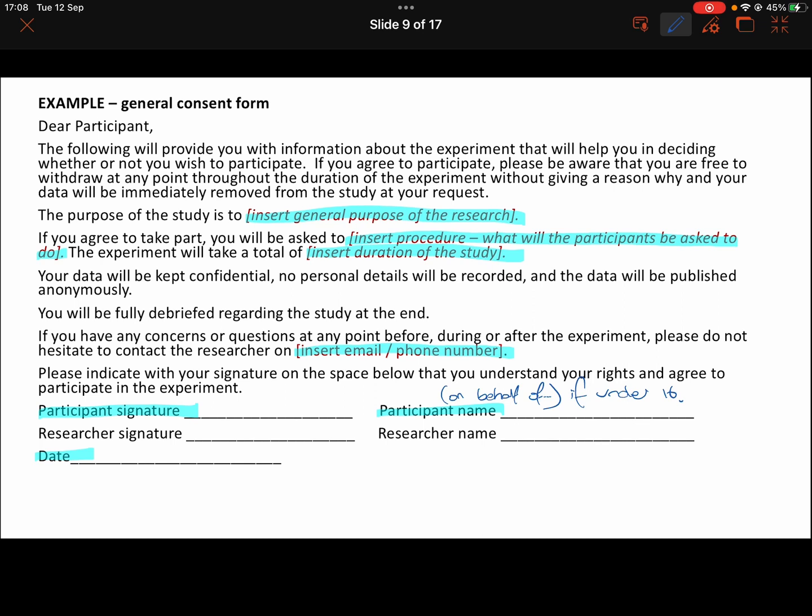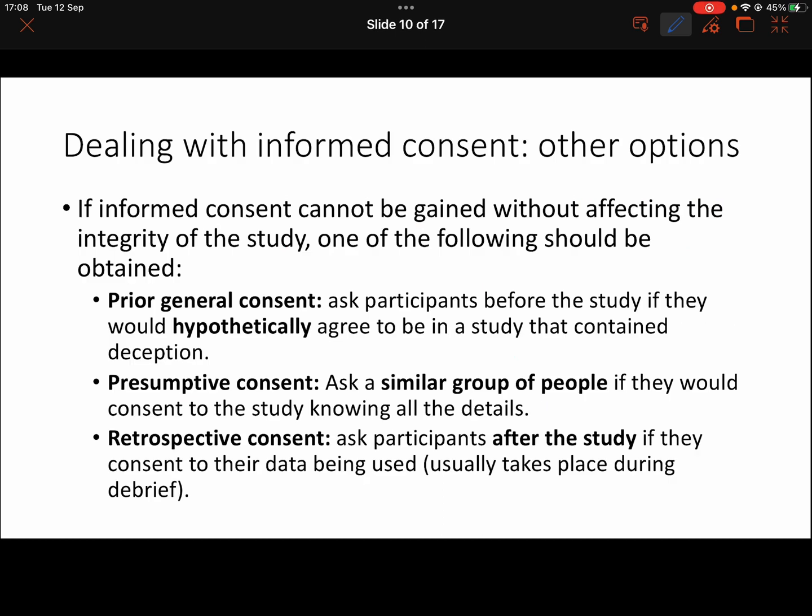So, we mentioned earlier that sometimes it's not going to be possible to gain informed consent without affecting the integrity of the study. If we're telling people that we're going to be observing how hard they work in a lesson, they're going to work harder in that lesson, and then our data has been compromised. So if we can't gain informed consent, we can't tell participants the real aim prior to the study.